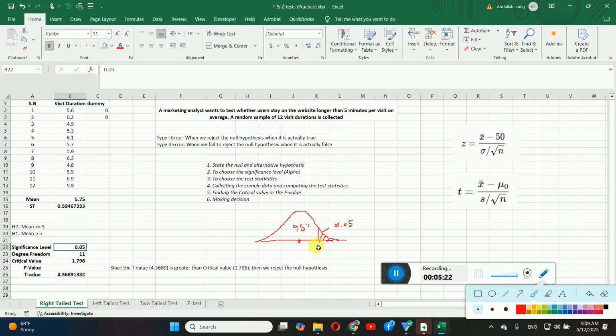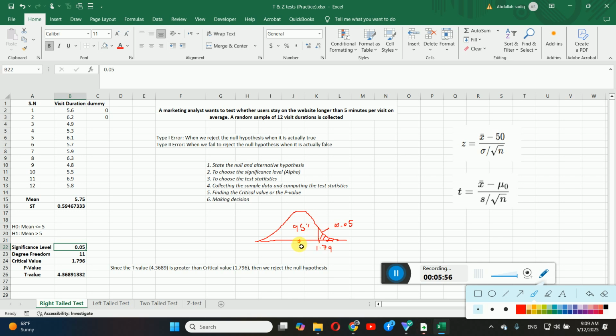In our example, this is 1.796. This critical value we have taken from the t distribution using two pieces of information: the significance level and the degrees of freedom. Now, dear students, when we choose 0.05, 5% alpha, it means we are committing the type 1 error. What is type 1 error? When we reject the null hypothesis when it's actually true.